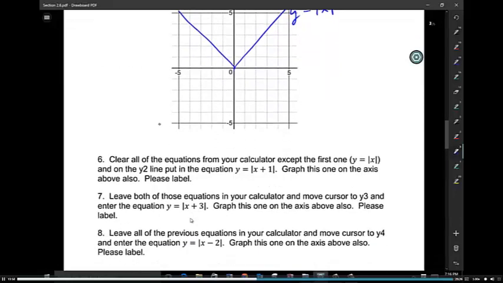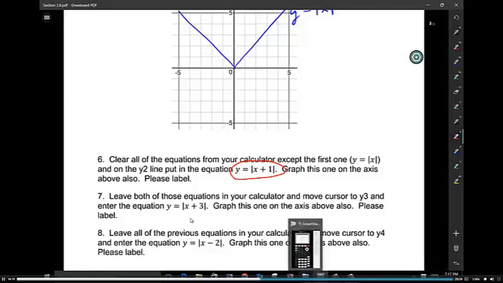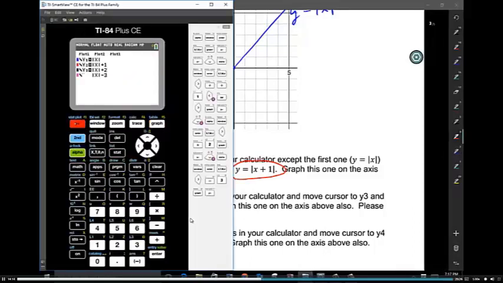Okay? So what number 6 says is clear all the equations from your calculator except that first one. All right? And this time, I'm going to put in the equation, but notice the difference here. Notice now the plus 1 is on the inside. Okay? So I'm going to go to my calculator. I'm going to press the y equals, and I just need to clear all of these. Oh, look what I did. I accidentally cleared the first one, and they said not to. So on that first one, I'll go back up to y1, and I'll put in absolute value of x. So alpha window, absolute value of x. Okay? And this said on y2, we're going to put in absolute value of x plus 1.